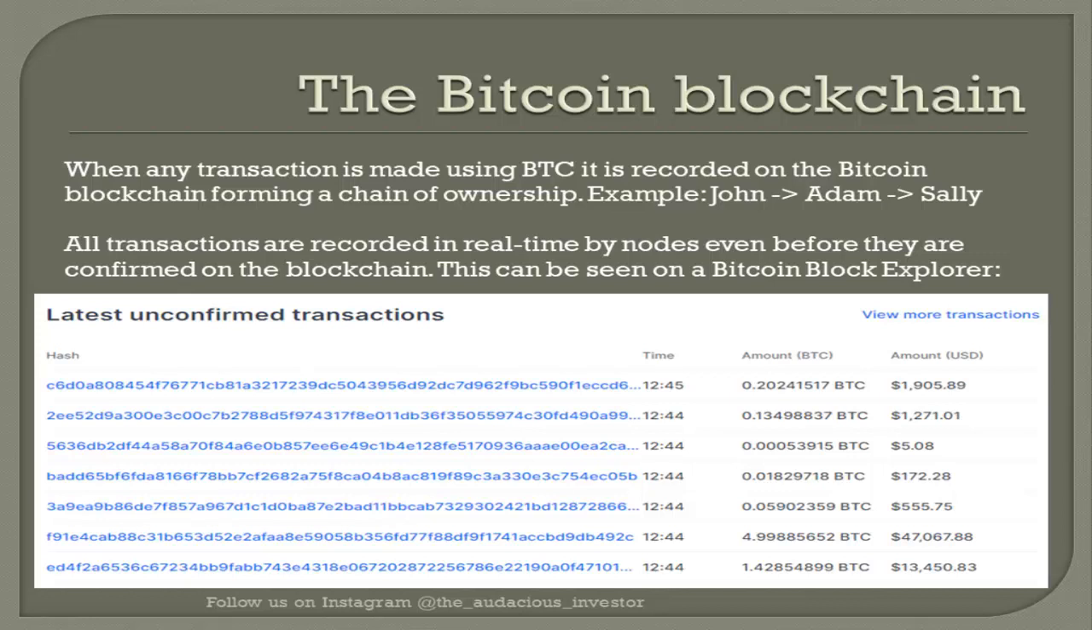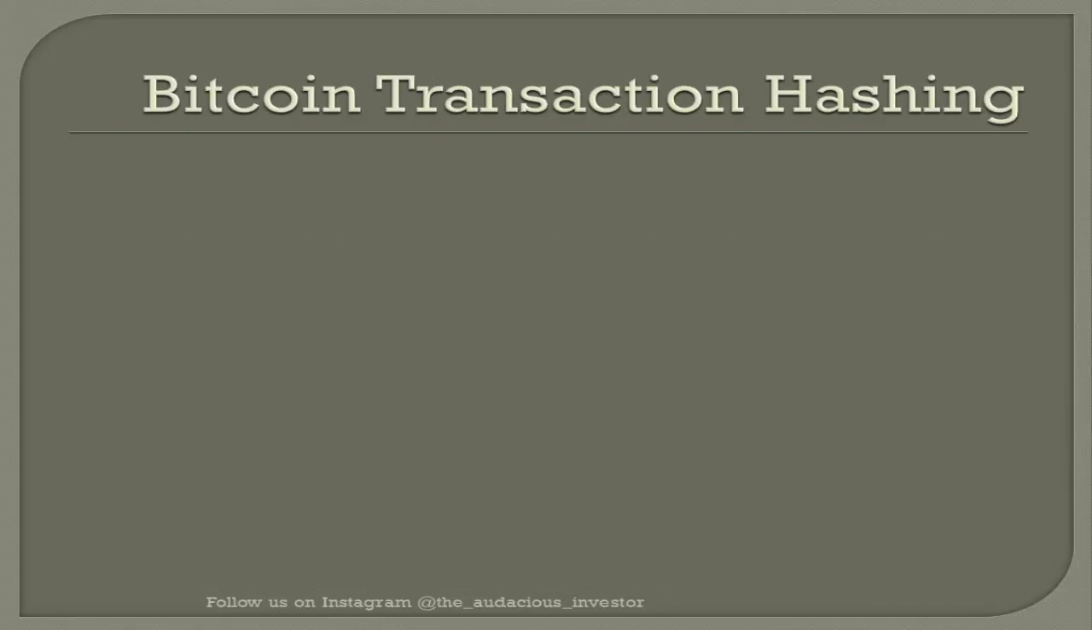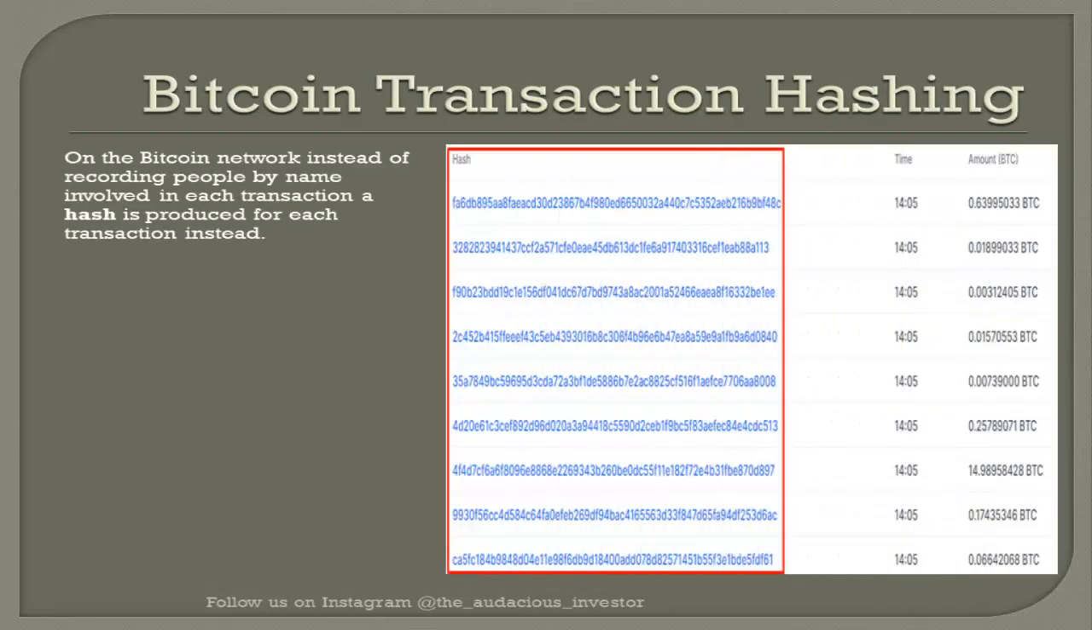So when the transaction is made, if John sends a payment to Adam, that transaction is recorded on the blockchain even before it's confirmed. So you can see that it's recorded as an unconfirmed transaction. And we're going to talk about how transactions are actually confirmed on the blockchain, but the ledger records everything. So it records all the unconfirmed transactions, and then you can see it become confirmed on the public ledger as well. So, Bitcoin transaction hashing.